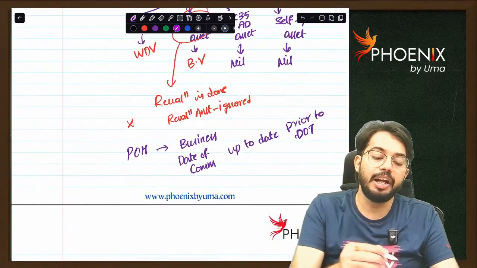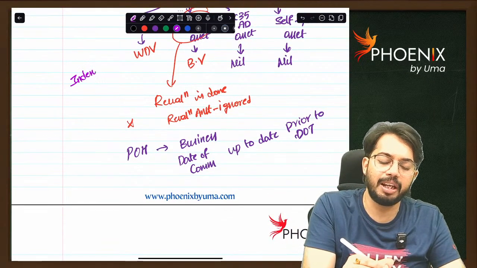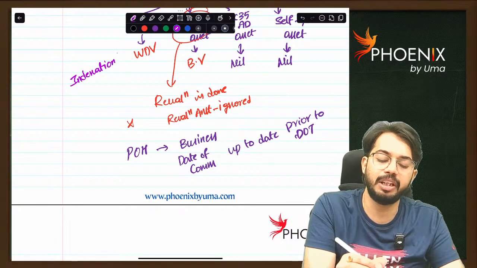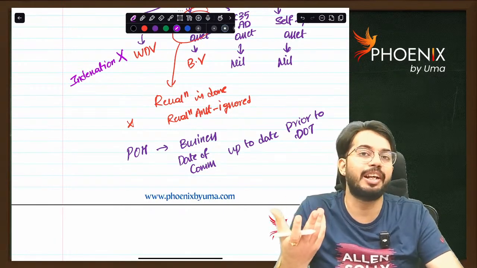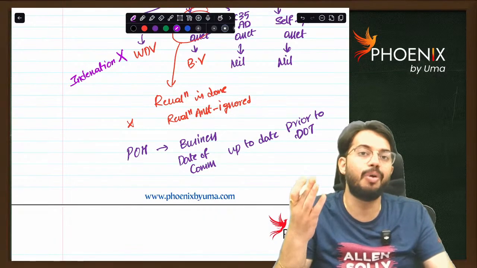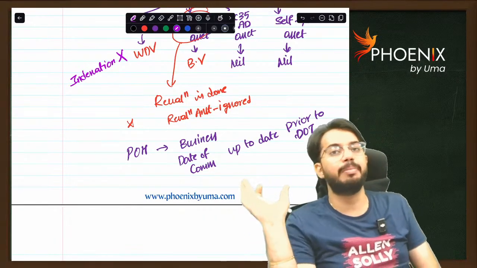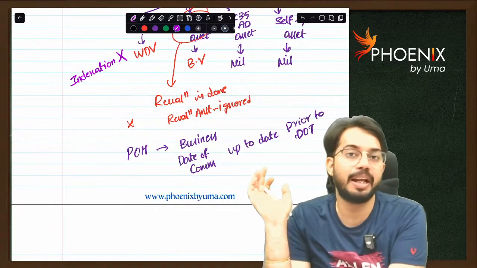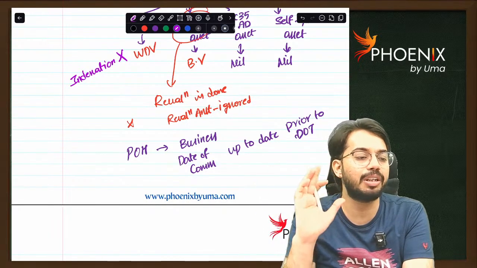Next, indexation benefit is not available in case of slump sale. See, we cannot calculate indexation because we are not transferring an individual asset, we are transferring the business as a whole. So indexation benefit is not available while calculating capital gains in case of slump sale. This is the concept relating to slump sale.